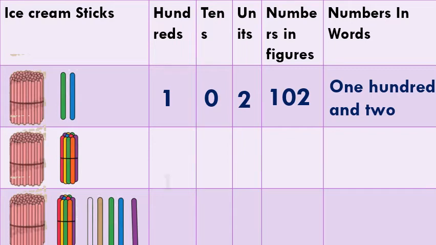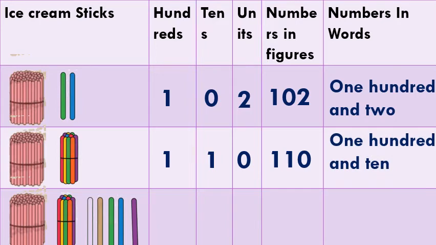Yes, hundreds bundle, only one is there. Tens bundle, one is there. And units, 0. No units are there in the second row. Now the number in figures, very easy, that is 110. And the same number we have to write in words, that is 110. Shall we move to the third row?